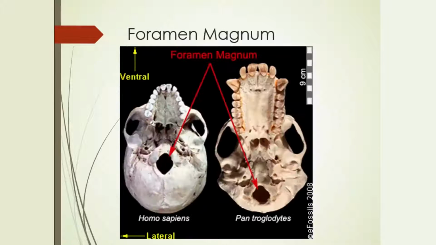All right, another term that you will need to be familiar with is the foramen magnum. Foramen means hole, magnum means large, so literally this means large hole. This is the hole that is located on the inferior portion of your skull, and this is where your spine comes into your skull and meets your brain.